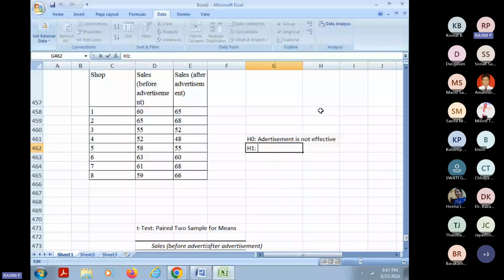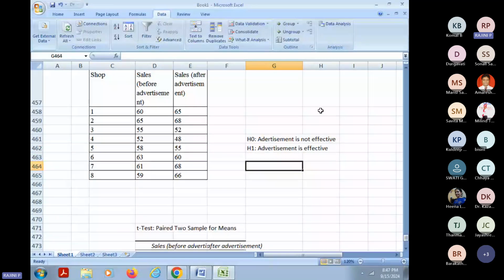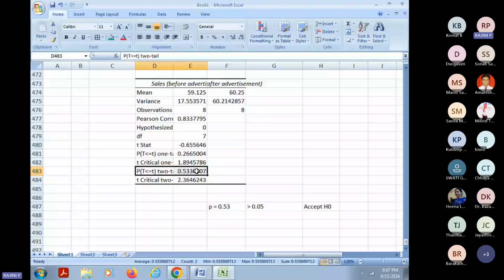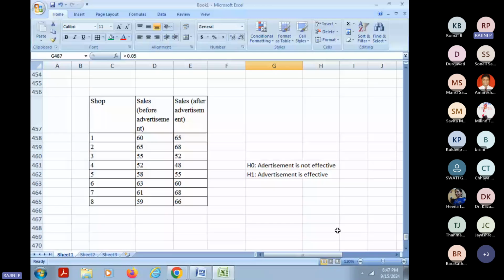H1, what do we write? Advertisement is effective. Clear? So now here you just see the p-value is more than 0.05. This p-value we have taken, which is more than 0.05. Then what do we do? Accept H naught. That means in that particular community, advertisement is not effective. However many times you give your advertisement of your shop or a particular item, it is not showing any impact on increasing the sales of the product. Is it clear, everyone?